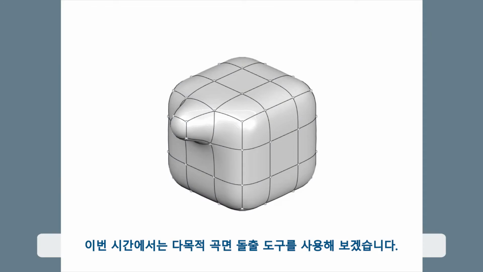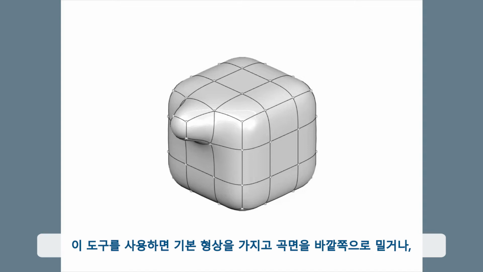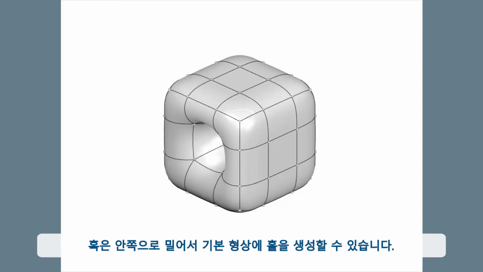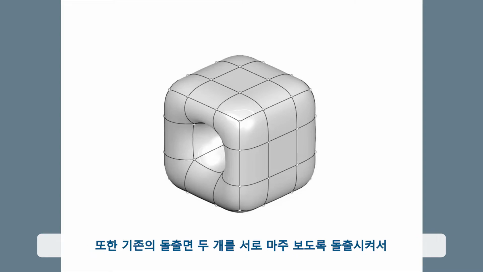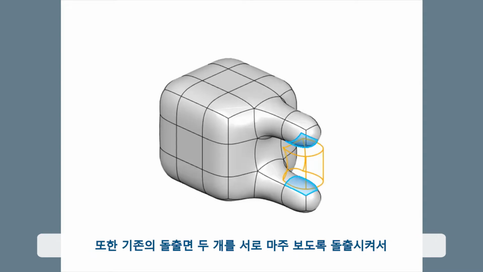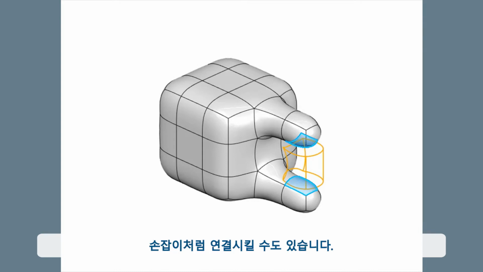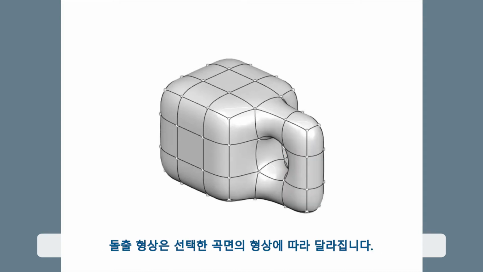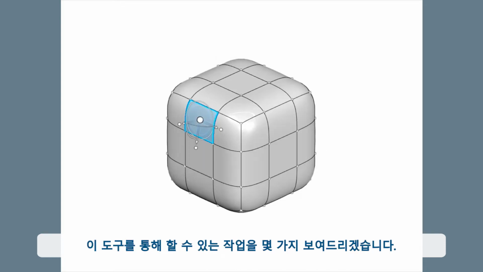We will use the multi-purpose tool Extrude Face. It can be used with primitives to push a face outward, or inward to create a hole in the primitive. Existing extruded faces can also be extruded towards each other and connected as handles. The shape of the extrusion is based on the shape of the selected face. Here are some examples of what it can do.